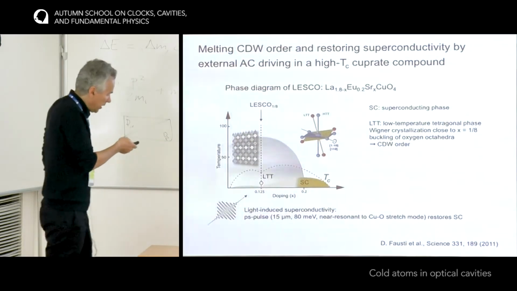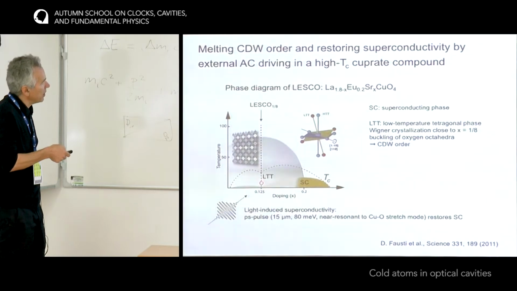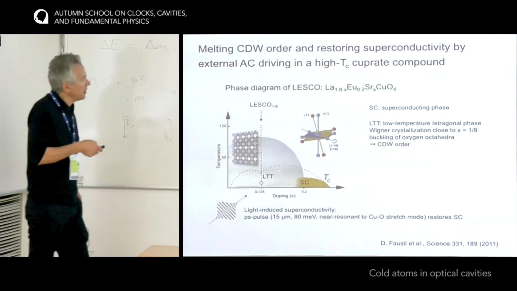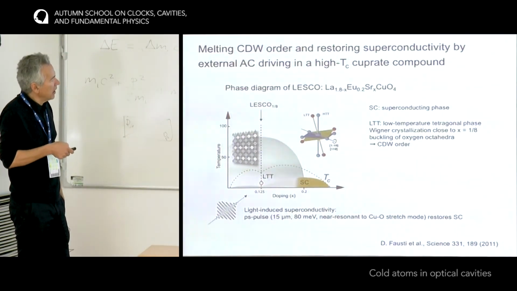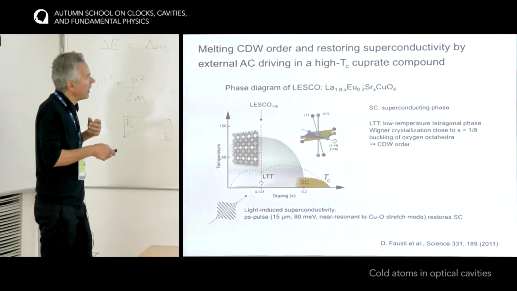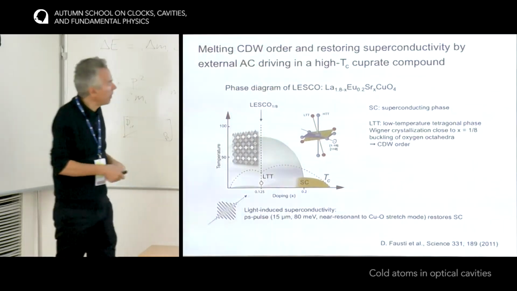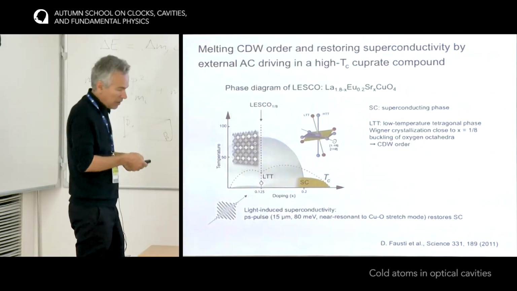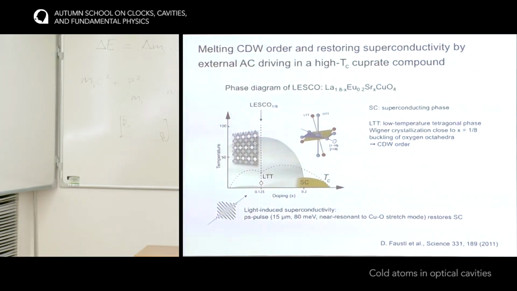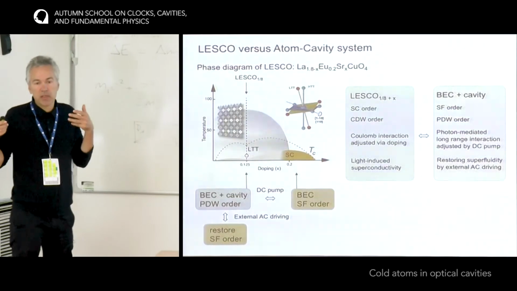And doing that, they can make the system at this point in the phase diagram superconducting again, for a short time. So what are the ingredients here in the system? There is a charge density wave that is dominant at a certain doping, and by shining in this light pulse, which means they are shaking their lattice, they can make the system superconducting, so to speak, bringing up the subdominant superconducting phase again. And now one can relate this situation to the situation in our cavity.